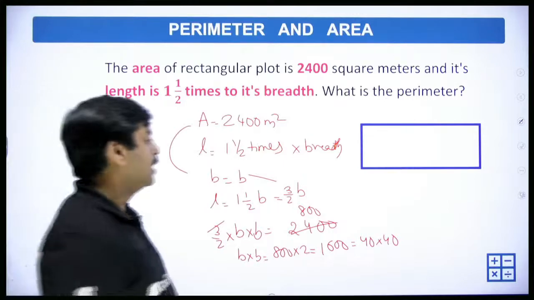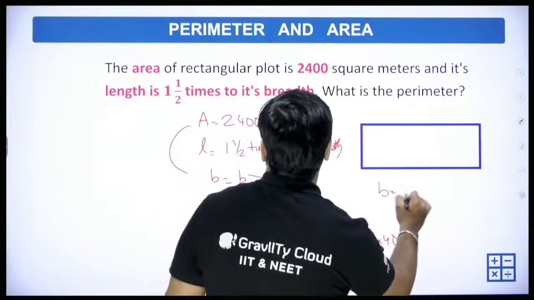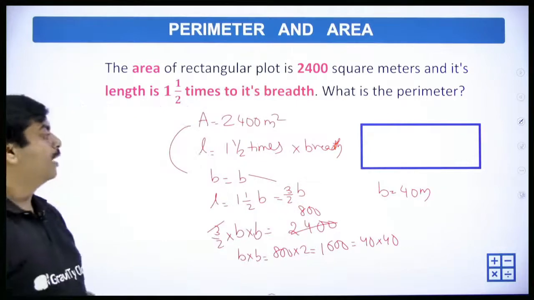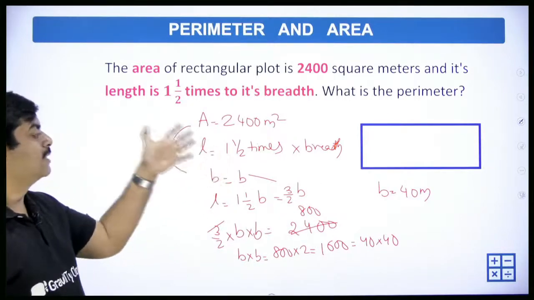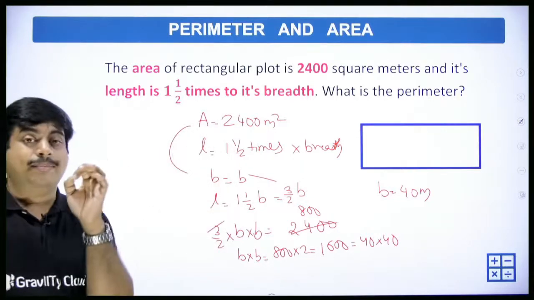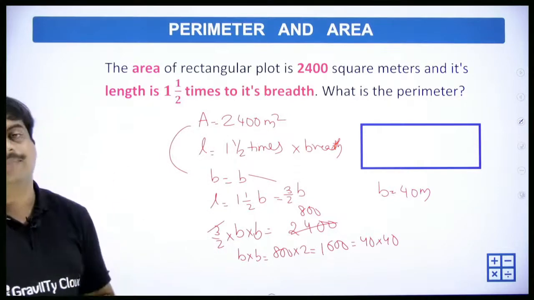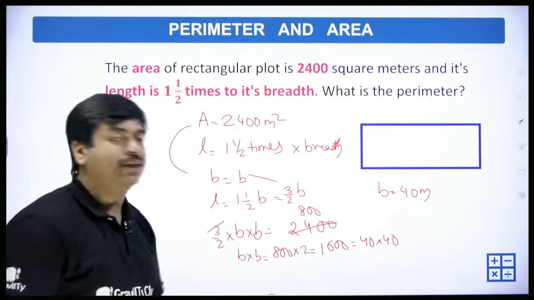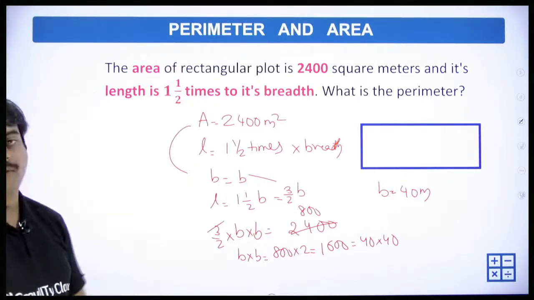It is enough to say that the breadth is 40 meters. From there you can try to find 1.5 times, which is the length. From there, if you multiply these two, you'll get the area. And sometimes mistakes do happen. Please cross check all this and then we can move forward, right?